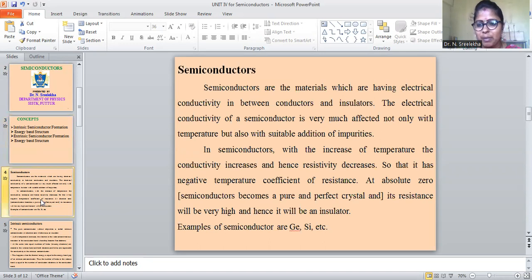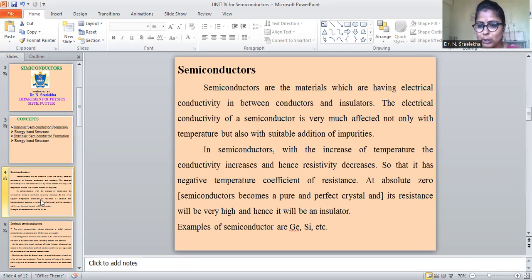So first one, semiconductors. Semiconductors are materials which have electrical conductivity in between conductors and insulators. The electrical conductivity of a semiconductor is very much affected not only by temperature but also by suitable addition of impurities. With the increase of temperature, the conductivity increases and hence resistivity decreases, so it has a negative temperature coefficient of resistance, unlike conductors.